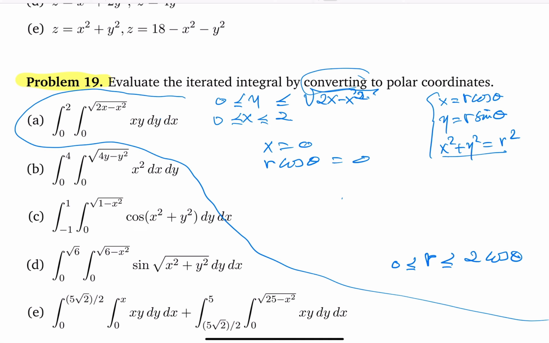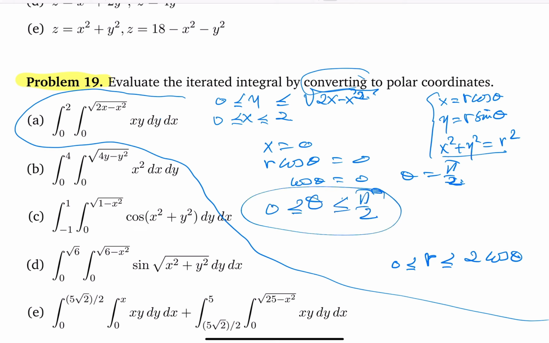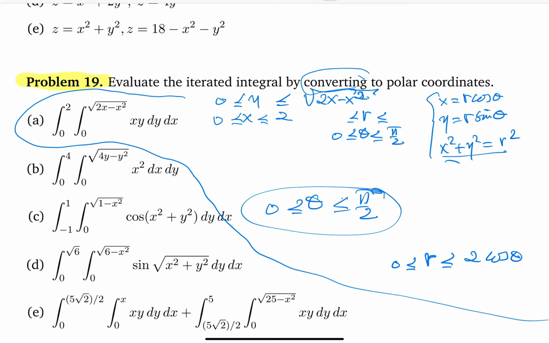You can also think about cosine theta equals 0, which means theta is equal to pi over 2. So that means theta is between 0 and pi over 2. Okay, that's the meaning. So now you have the conversion: theta is between 0 and pi over 2, and r is between 0 and 2 cosine theta. Okay, let's move on.